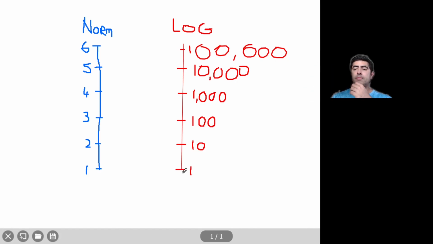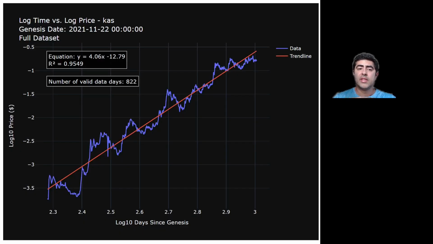All right. And now this becomes important because if we come back to our regular programming over here, that's how we transform this data.